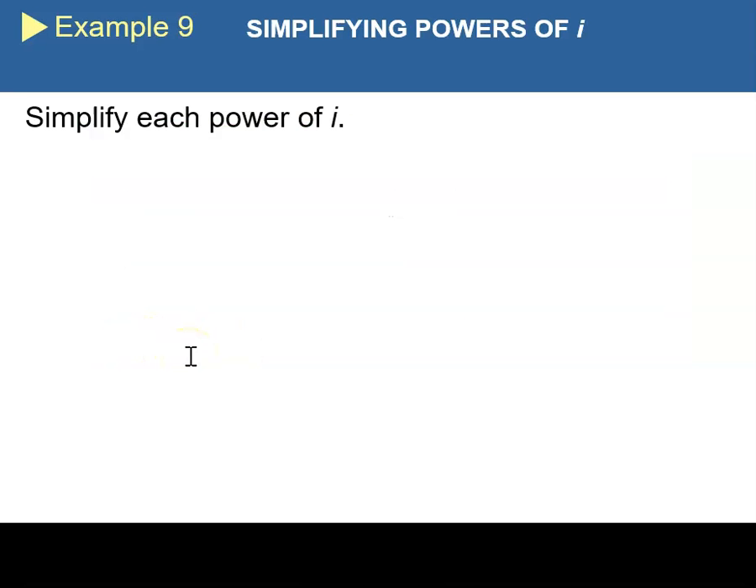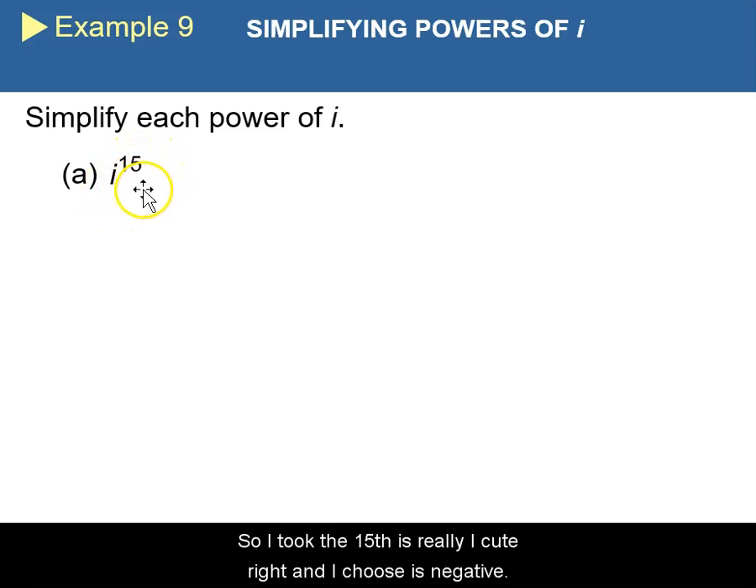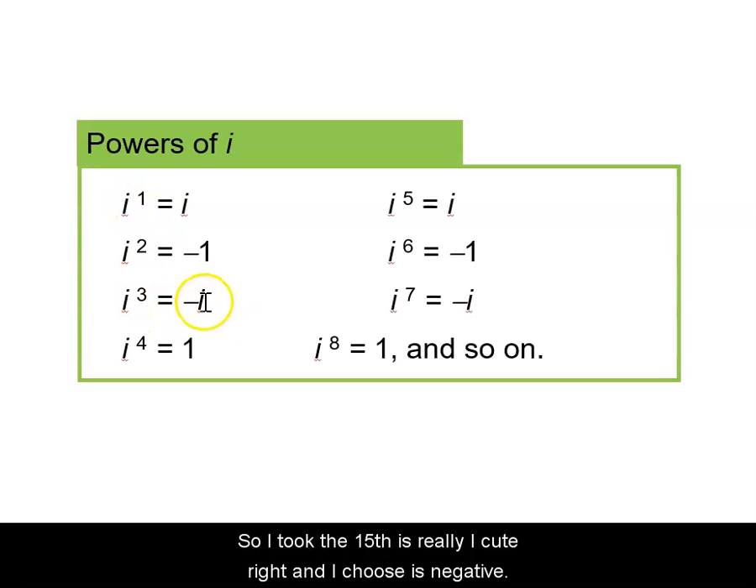Okay. So I want to simplify each power of i. So here I have i to the 15th. So again, 4 goes into 15 3 times, right? That's i to the 12th. The remainder is 3. So i to the 15th is really i cubed, right? And i cubed was negative i.